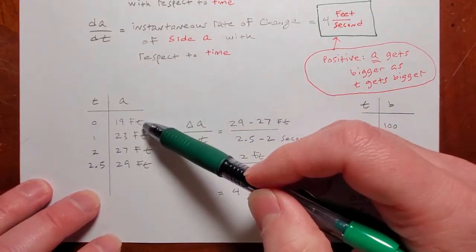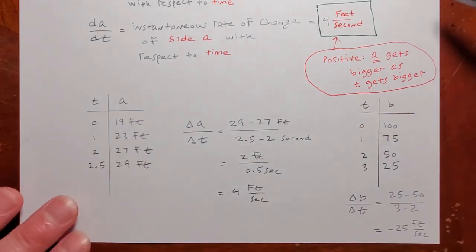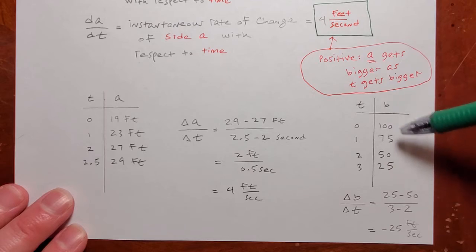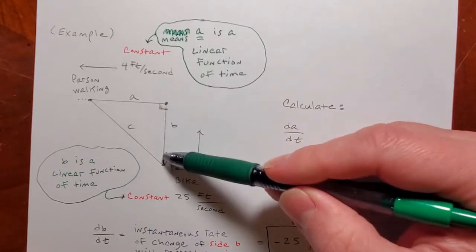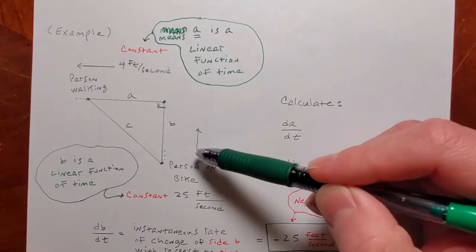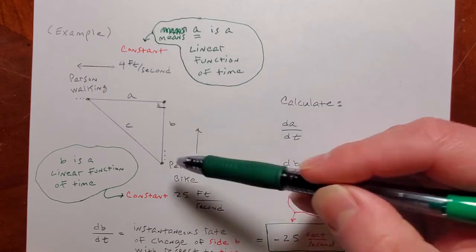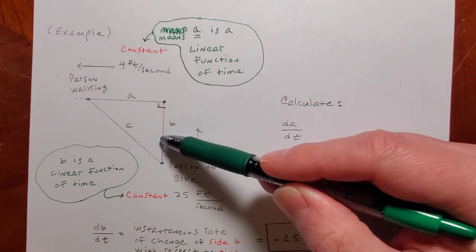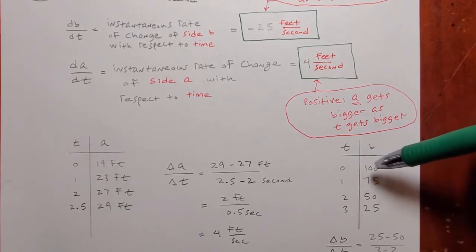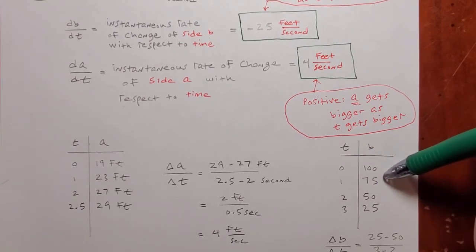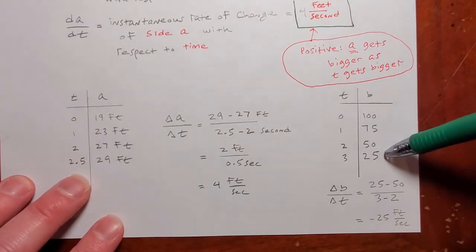You can ask, how do you know it's 19 feet? I could have used any number and gone with it from there, and it would have worked out the same way. Now B: say at time t equals 0, B is 100. So this is 100 feet from here to there. You're going that direction, 25 feet for every second. So after 1 second, where are you going to be? Further up, so B is going to be smaller. If it was 100 originally, 1 second later it's 75, then another second, 50, and then another, 25.